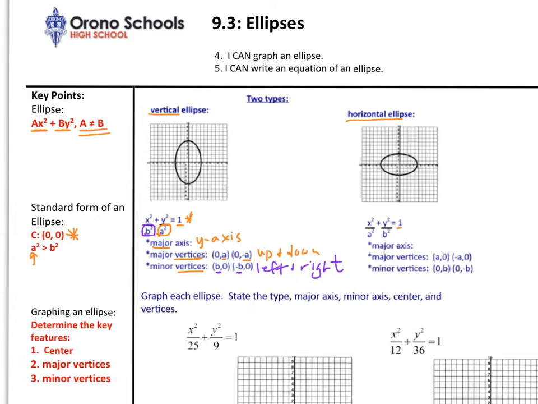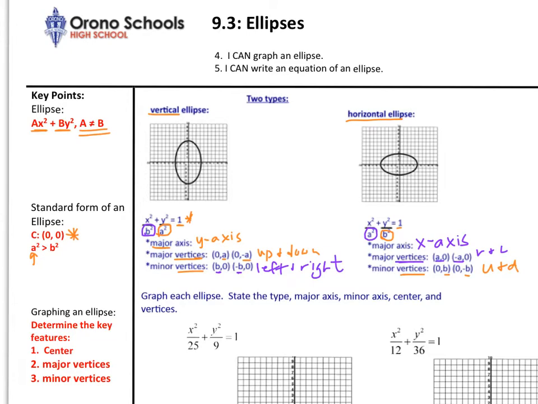The trade-off for a horizontal ellipse is now the a squared term is underneath x. That means your major axis is going to be the x-axis. So now for your major vertices, you're going to go to the right and to the left the major axis amount, whatever the square root of a squared was. For those minor vertices, the number that's underneath the y squared, that'll be the smaller number, you'll count up and down by that square root. And then you kind of do your horizontal ellipse in that direction.